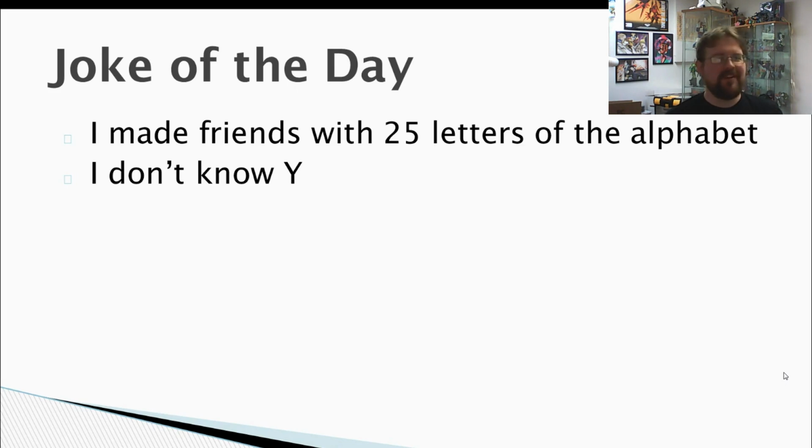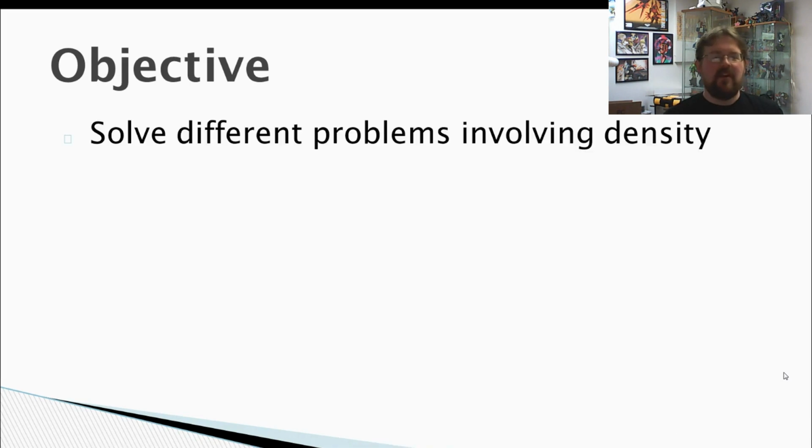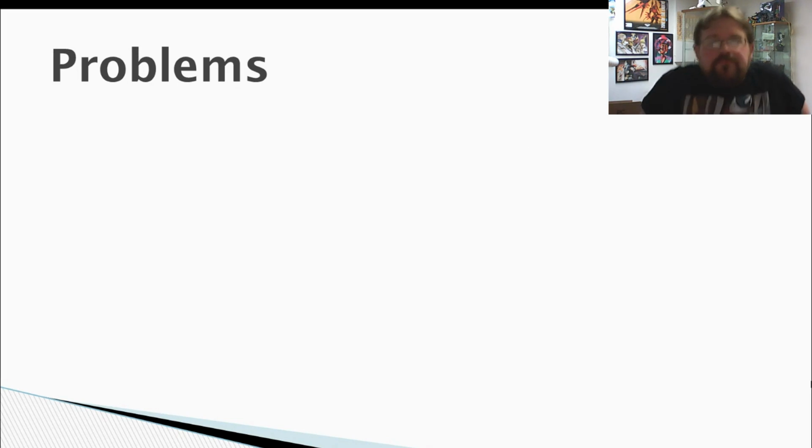Today's objective is we're going to solve different problems involving density. So yesterday we talked about density and how it is a ratio of mass to volume, and its formula is D equals M over V. Density equals mass over volume. So we're going to take a look at a couple of problems today and try those out before I give you a chance to do this on your own.